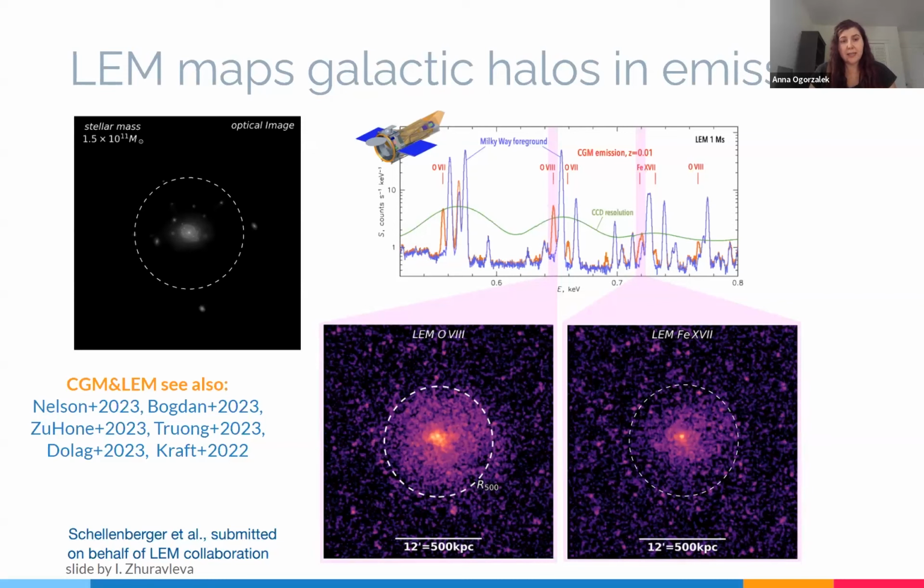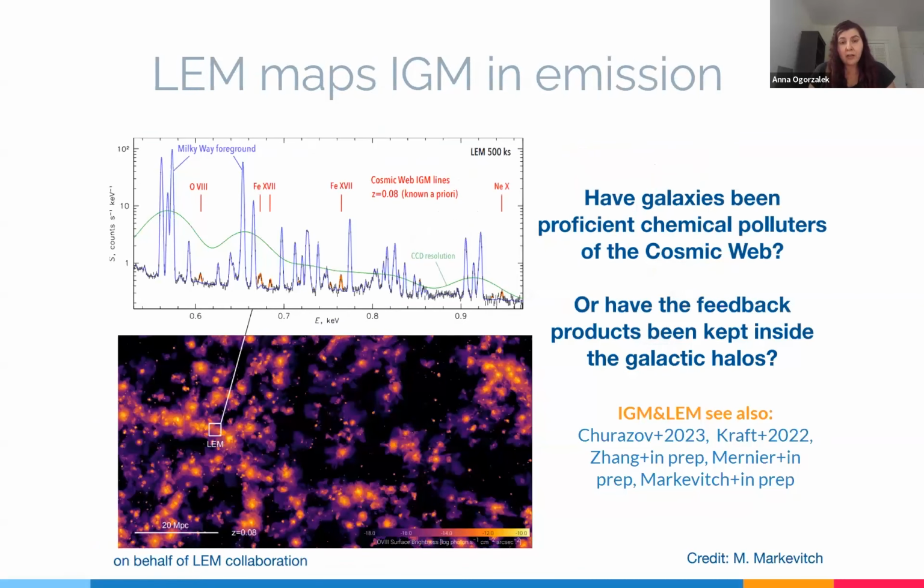Beyond galactic halos, LEM will also map the intergalactic medium, so the elusive WHIM, again in emission lines. Here is where the large field of view and the large effective area are critical. Even this large-scale structure is strongly affected by the physics of galactic feedback processes, and it's just another physical distance scale on which LEM will help probe these baryonic processes. Again, many papers to check out if you want to learn more.